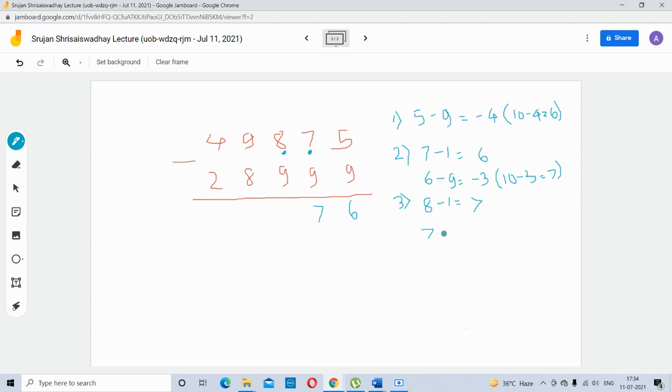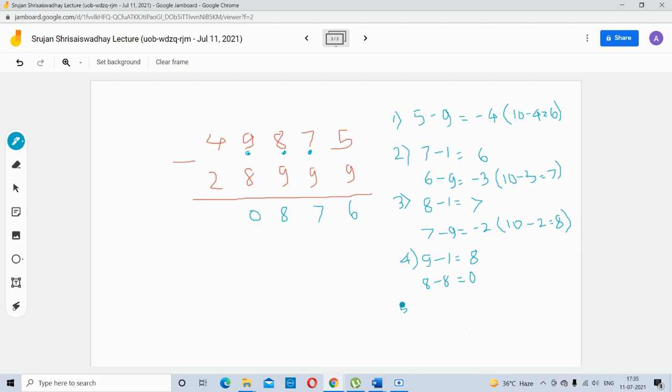Now 7 minus 9 is minus 2. So 10 minus 2 is 8. I'm going to put a value 8 over here, and since minus is there, I'm going to put a dot over here. So fourth one is 9 minus 1 by Ekanyunena Purvena formula. So that is 8. So 8 minus 8, my answer is 0. So I'm going to put a 0 over here.